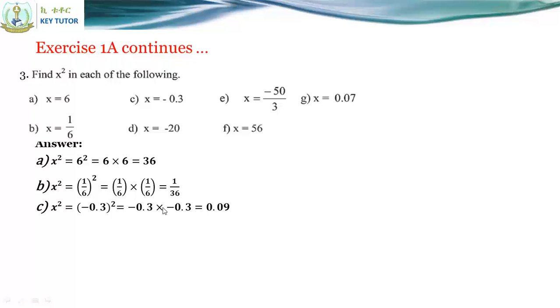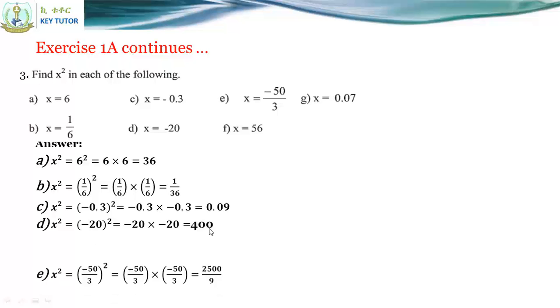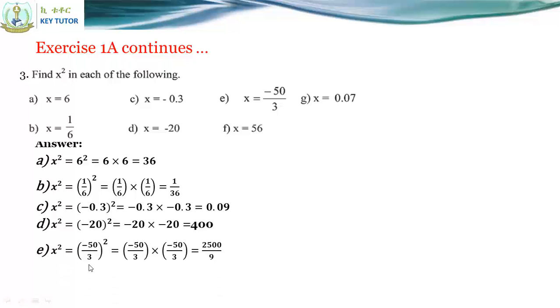Okay, you can also multiply it as it is now. Negative 20 square, as in the previous, which is positive 400. Negative 50 over 3 square, it's like negative 50 over 3 times negative 50 over 3, which is 2500 over 9.